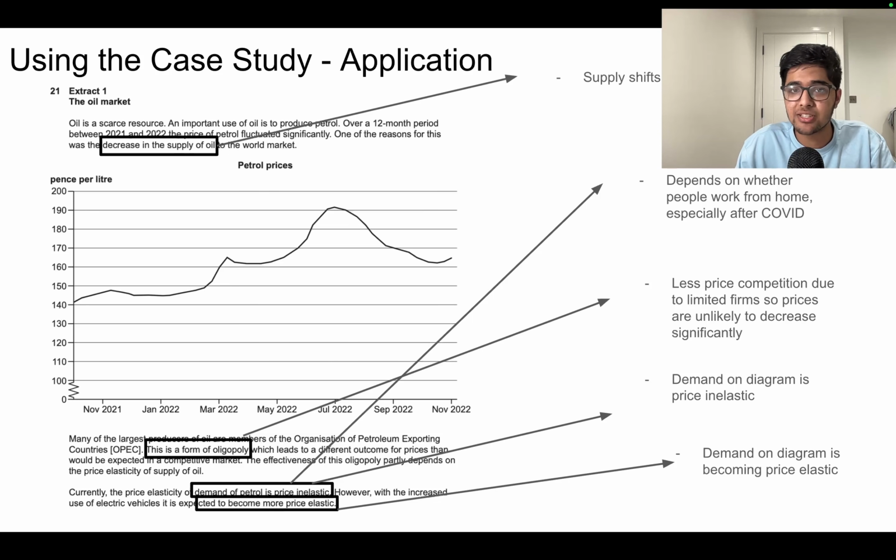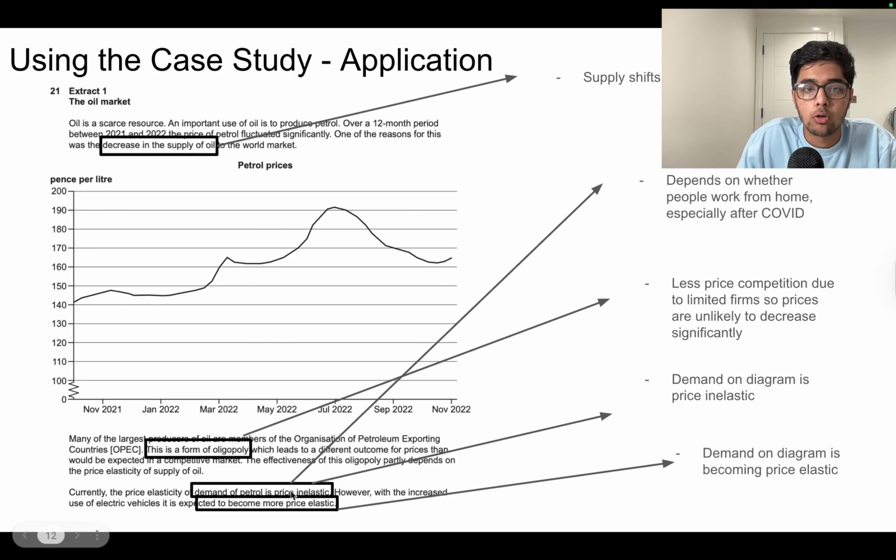I would recommend taking 2 to 3 minutes and highlighting key points in the case study, because without application marks, you're limited to a level 2, which is around 3 marks out of 6, and that will hinder your ability to get a 9. So I've squared the parts in this case study I think are the most important, and shown their effect using the arrows. A decrease in the supply of oil, you know that you have to draw supply shifts left, because the question had to draw a diagram. Then, this is a form of an oligopoly. Oligopoly is a key word. Now you know there's less price competition due to limited firms, so prices are unlikely to decrease significantly, as the question was analysing the effect on price.